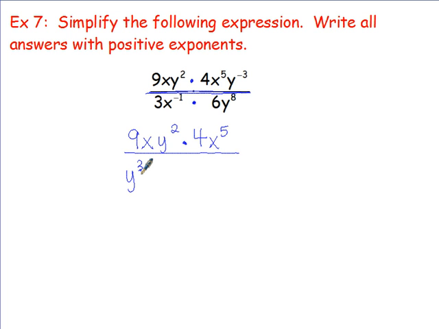Moving to the bottom. 3 is happy. X is not happy. So that X is going to move to the top and change to happy. Times 6 is happy. Y is happy. So everybody's happy now.